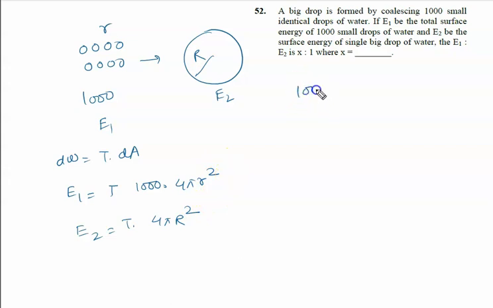So what you will write: 1,000 droplets, that is 4 by 3 pi small r cube, equal to 4 by 3 pi capital R cube. Because the volume of the 1,000 droplets will be the volume of the one big drop. So 4 by 3 pi cancels, this is 10 to the power 3.